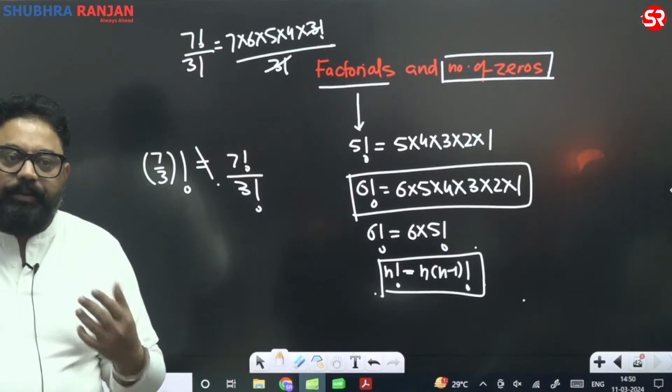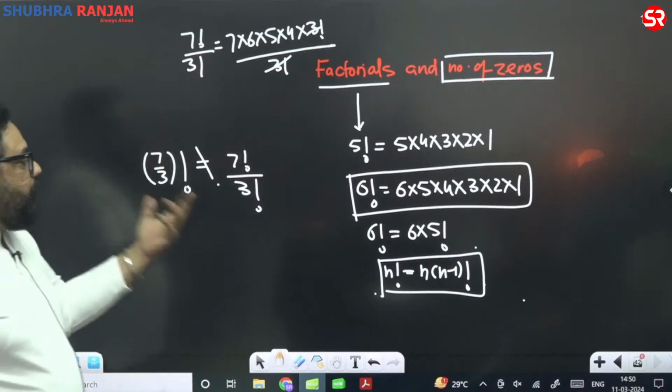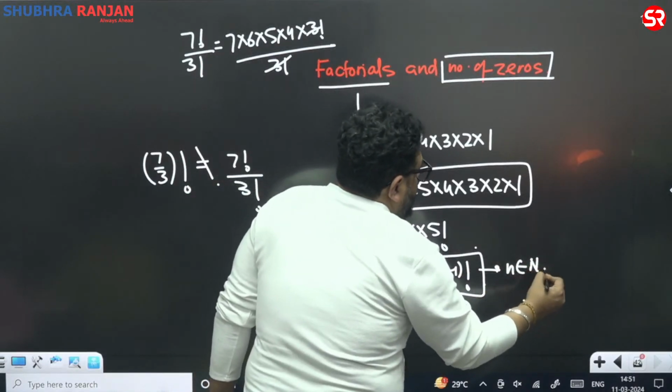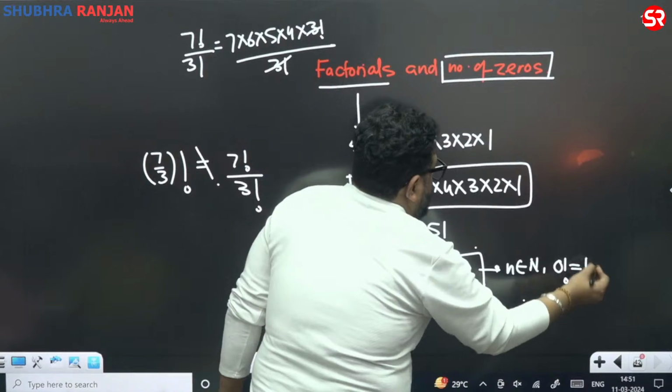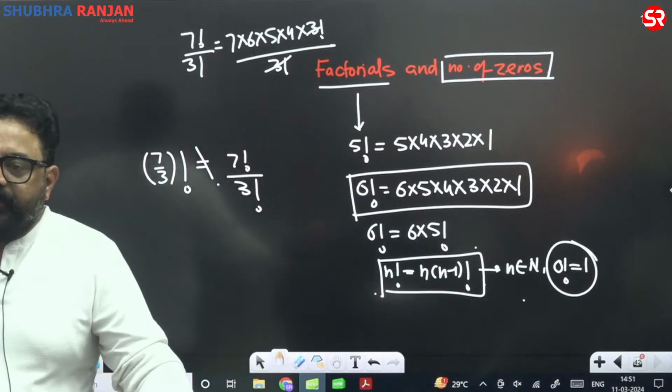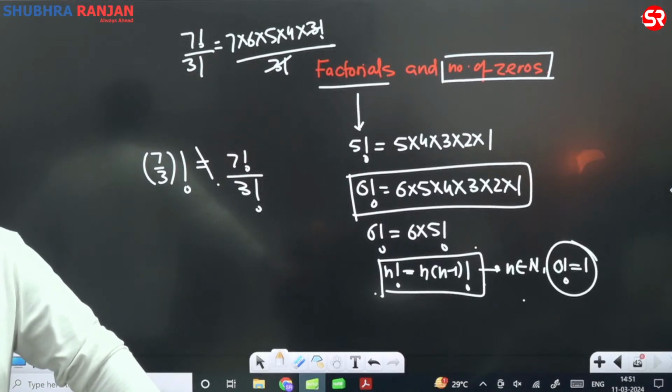A lot of the time, how do you solve factorials? Using this. And remember over here, n belongs to natural numbers and 0 factorial is equal to 1. This is something really important. 0 factorial is equal to 1. So simplicity of factorials is also really important.